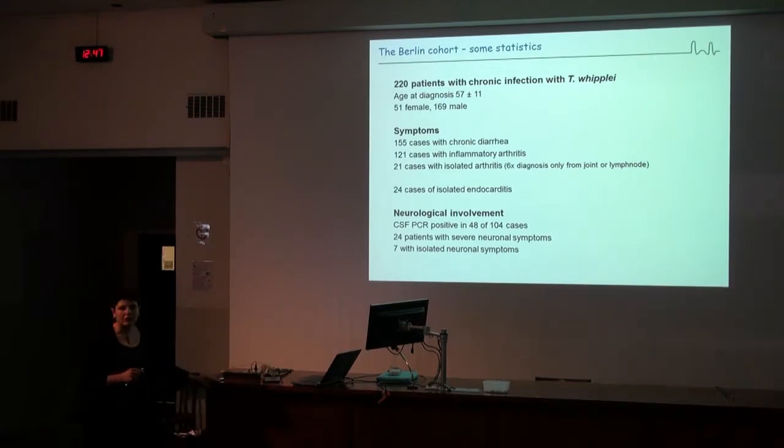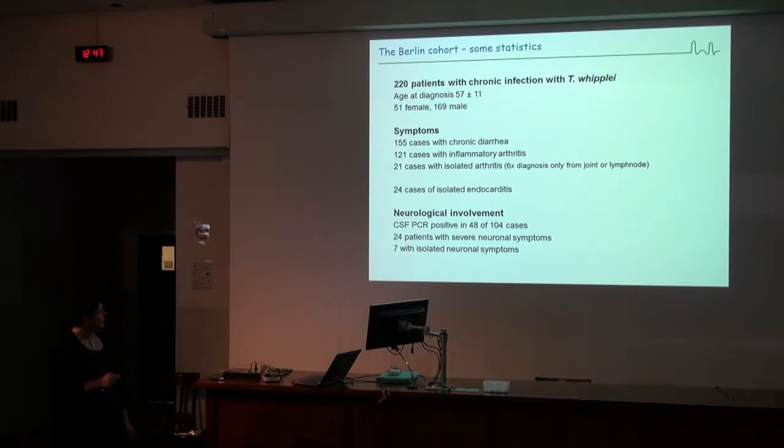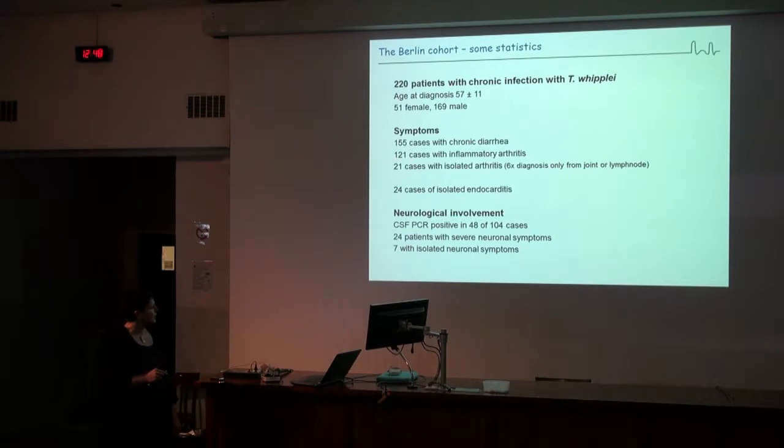At the moment, we care for 220 patients with chronic Whipple infection. The age at diagnosis is around 60 years, 57 to be exact. The majority of the patients are male, as described in the literature, but we also have some female patients. Most patients present with classical symptoms, that means chronic diarrhea. Most of them also have inflammatory arthritis, but we also have some cases with isolated arthritis. In most cases the diagnosis can be made from the intestine, but there are a few patients where the diagnosis could be made only from the joints or the lymph nodes.